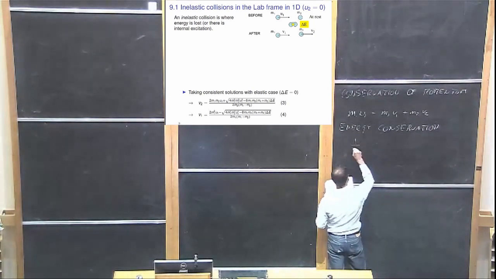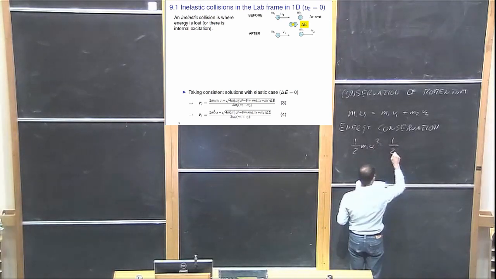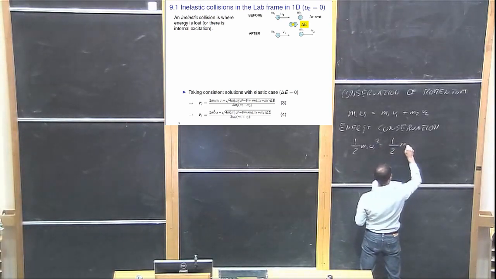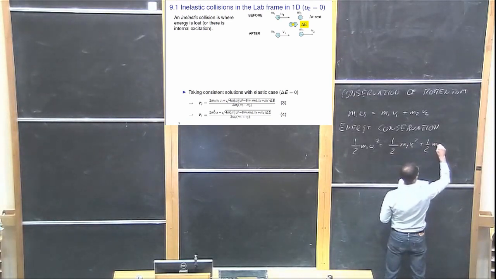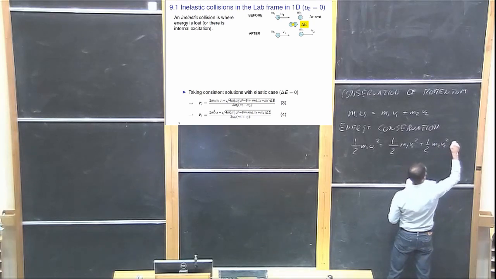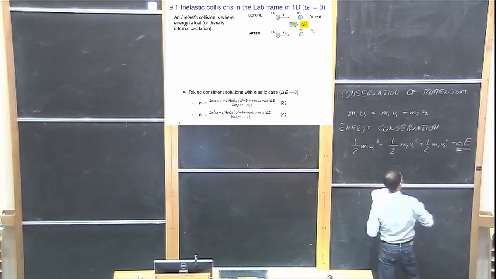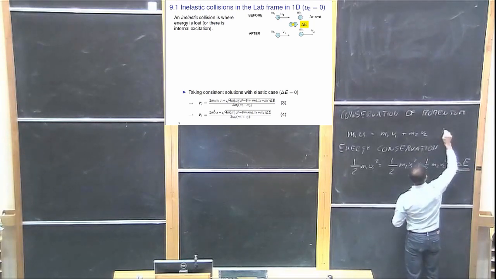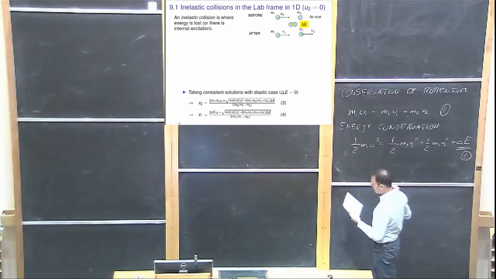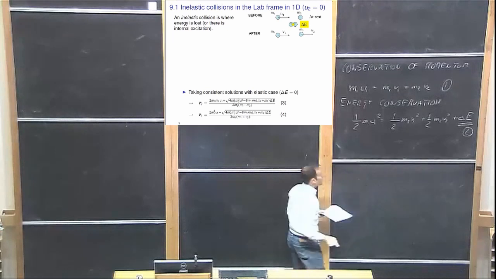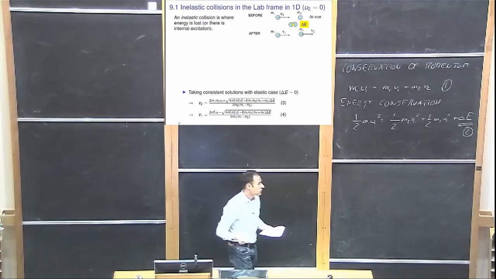We have before the usual 1/2 m1 u1 squared equals the kinetic energy of the two bodies afterwards, 1/2 m1 v1 squared plus 1/2 m2 v2 squared. But now we have this delta E. So let's just make this our equation 1, and this our equation 2. We're going to need them a little bit. So as you can imagine, algebraically, it's not as easy as it used to be.